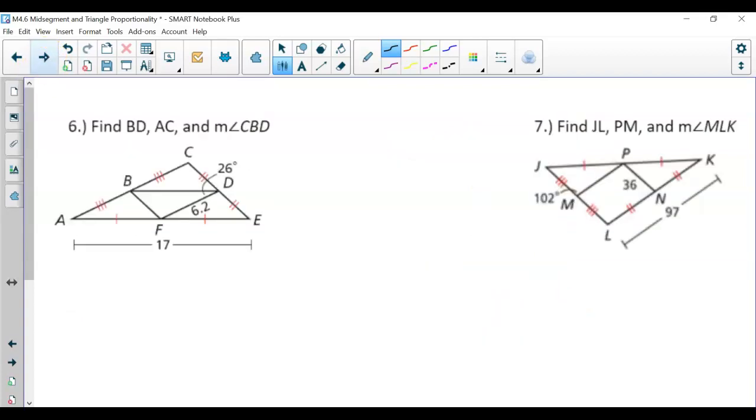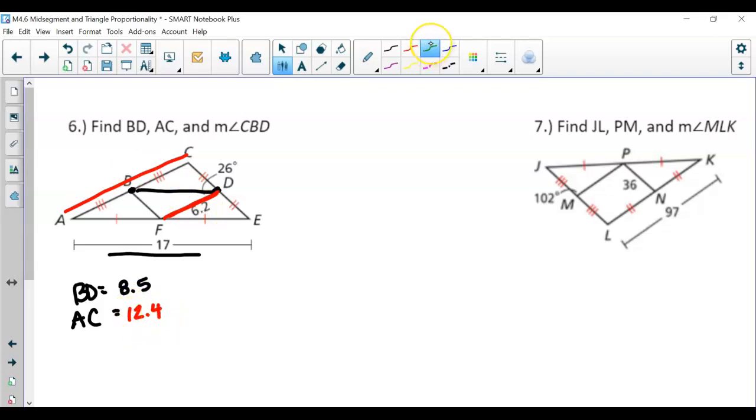A little different now because we're also going to include the angle. Notice in this one, we're looking for BD first, given the information. What side is BD parallel to? Notice it is a midsegment, because it's cutting these two sides into two congruent pieces. BD is parallel to AE, which is 17. We just need to take half of 17, which is 8.5. Now let's look at AC. AC is parallel to the midsegment 6.2, so we just need to double it. 6.2 doubled is 12.4.